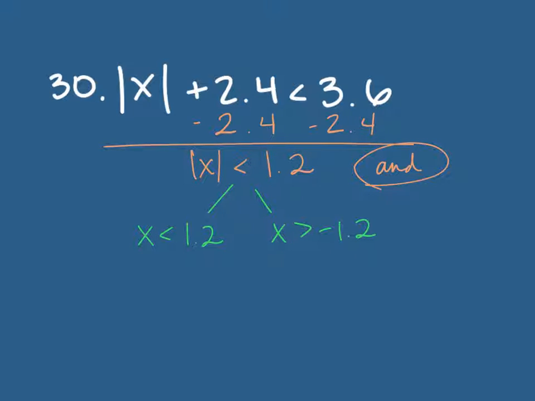From here, I graph my inequality. Since this is an and statement, I expect to see a connection between my two numbers. So I have -1.2, 0, 1.2, an open circle at each, and then a line connecting the two in the middle. Like so. Okay?